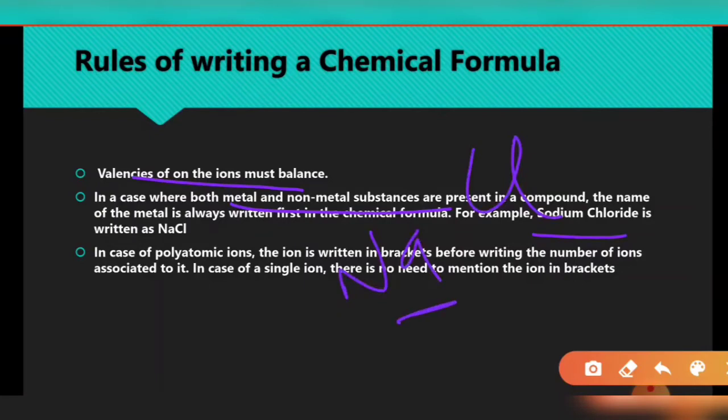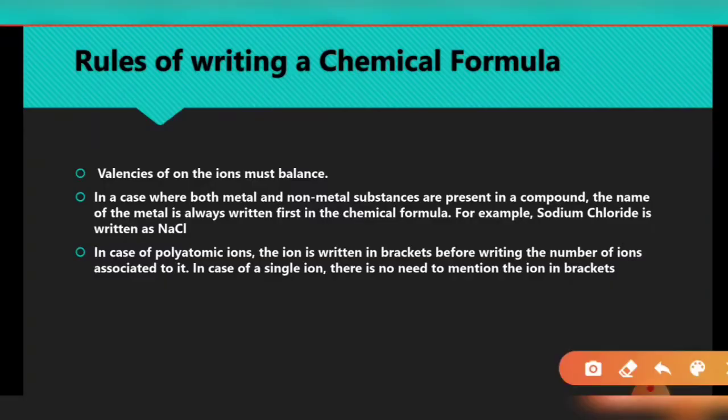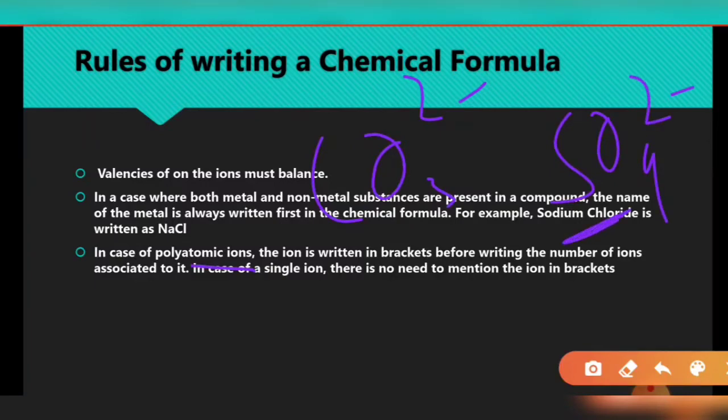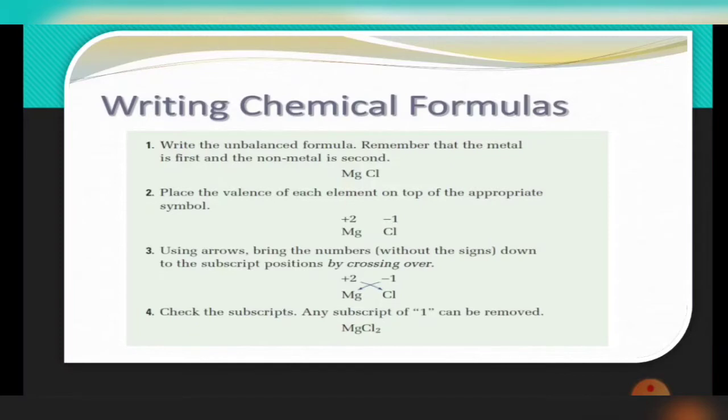Na is the metal and Cl, chlorine, is the non-metal. In case of polyatomic ions, the ions which have more than one atom and carry a charge, like CO3 2-, SO4 2-, these are polyatomic ions having different atoms involved, but overall having a charge over them. So we should always write the polyatomic ions in brackets if we are using them in any chemical formula.